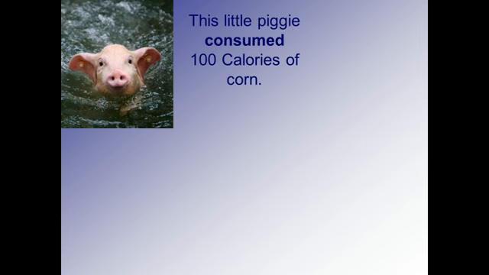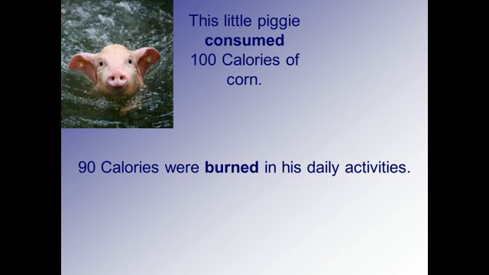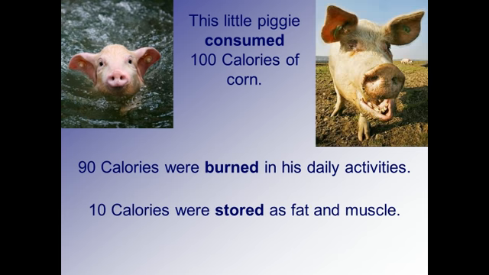So this little piggy out doing laps in his pool, he consumed 100 calories of corn for breakfast. Out of that 100 calories, he's burning 90 of those calories in his daily activities, swimming laps in his pool, or whatever it is that little piggies do all day, growing into a larger piggy. But that also took some material. He stored 10 calories out of that 100 as fat, muscle, and other tissues in his or her body.